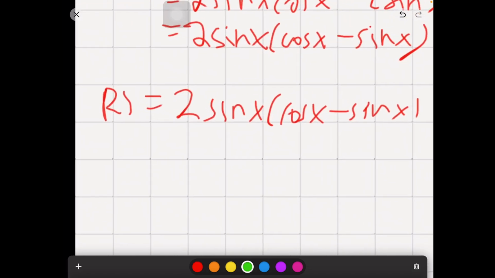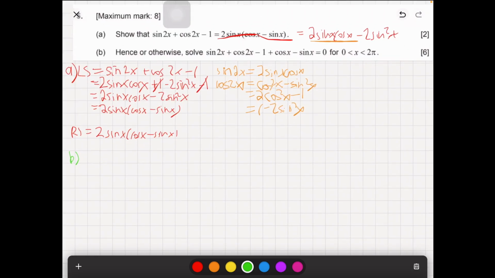Part B says "hence or otherwise." And usually when a question says hence or otherwise, they're asking you to use some knowledge that you have from the previous part. But the otherwise is saying that if you don't want to do that, you don't have to. But I strongly recommend that you actually do look at the previous part, because that could help you a whole lot in trying to determine the answer to the next part.